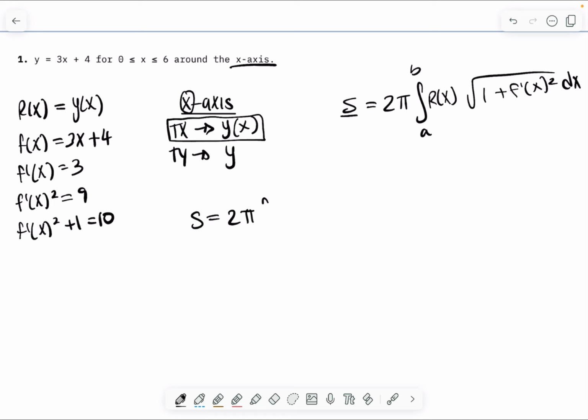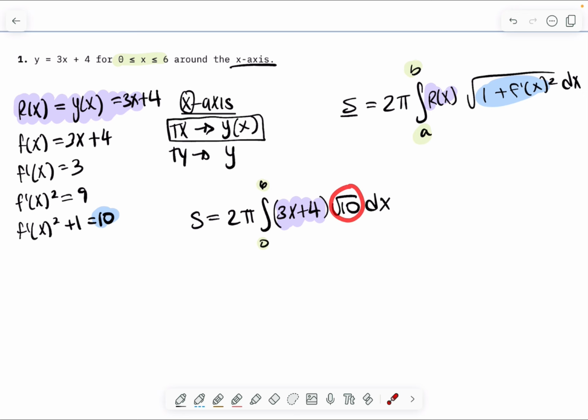So S is equal to 2 pi integral from a to b, so from 0 to 6, of r of x, which is my equation y in terms of x, so that's just 3x plus 4. Again, if my equation was in terms of y, then I would be plugging in y here, and that's it. And this whole thing is square root of 10 dx. Because this is a constant, I can bring that outside. So this becomes 2 pi square root 10, integral from 0 to 6 of 3x plus 4 dx.